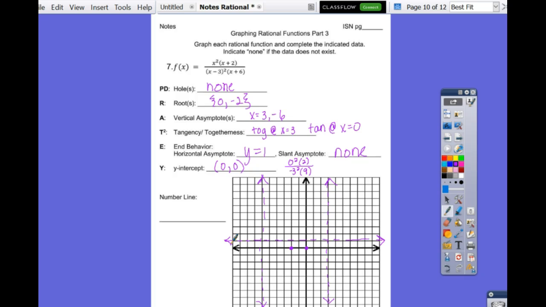Okay. So now, fill out your number line. Okay, everybody figure. Asymptotes and roots, both, on the number line. Original equation. Positive or negative. That's all.